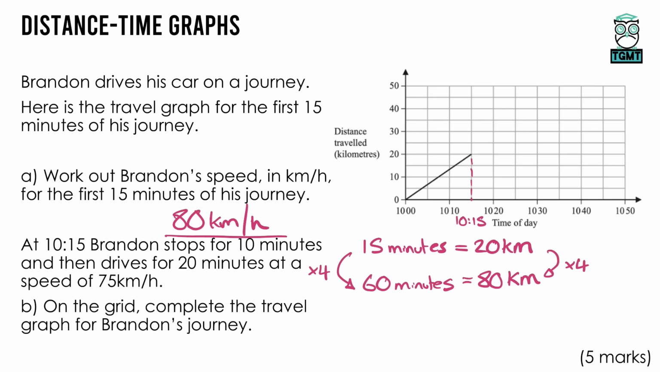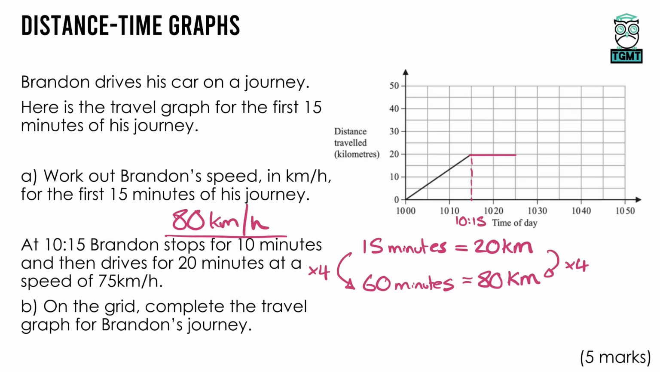It says at 10:15, Brandon stops for 10 minutes. And then drives for 20 minutes at a speed of 75 kilometres per hour. On the grid, complete the travel graph for Brandon's journey. Well, if he stops for 10 minutes, each of these lines going across is 5, so that's 5 minutes, and then another 5 minutes. So that means we get to here.